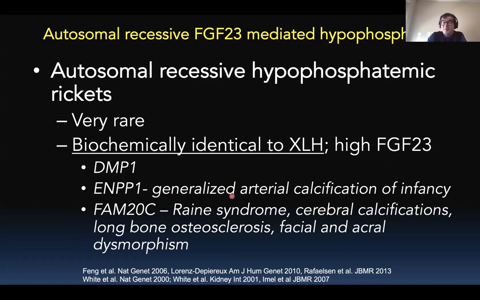Mutations in a gene called FAM20C cause Raine syndrome. And patients can have cerebral calcifications, long bone osteosclerosis, and some other dysmorphisms. But there are patients with this mutation who are reported to have more of a hypophosphatemic rickets phenotype instead.